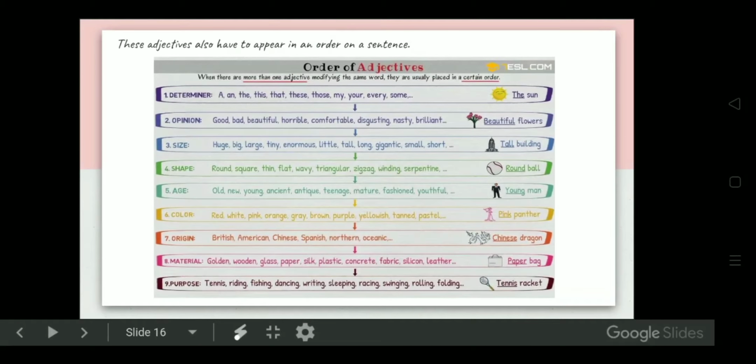First the determiner, and then the opinion, size, shape, age, color, origin, material, purpose. Okay, but you need to remember that we do not use all of these in one sentence. We rarely use it in one sentence. But you can have, for example, the beautiful young woman. So you make sure that you have the opinion first and then the age later, before the subject, which is the woman. All right.